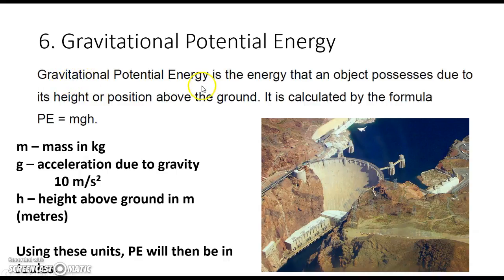Gravitational potential energy is the energy that an object possesses due to its height or position above the ground. It is calculated by the formula PE equals mgh. For this formula, the mass must be in kilograms, g must be the acceleration due to gravity, 10 meter per second square, and h is the height above the ground in meters. Using these units, the potential energy will then be in joules. So just make sure mass is in kg, height is in meters, and g is 10 meter per second square.